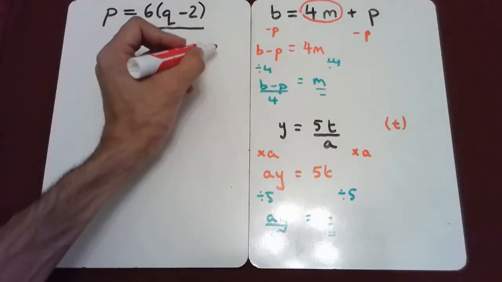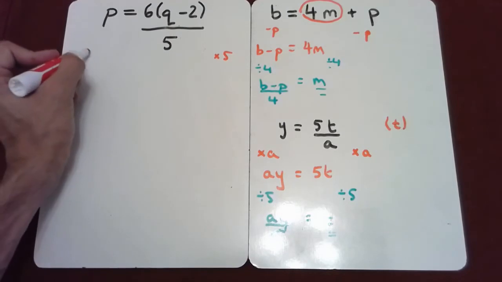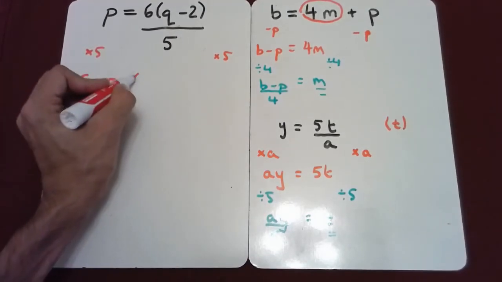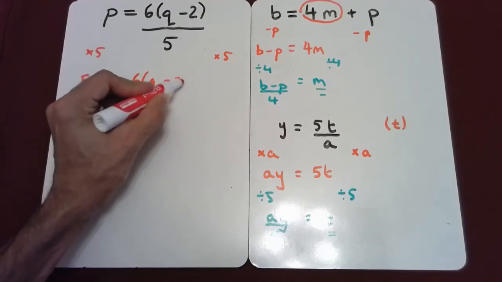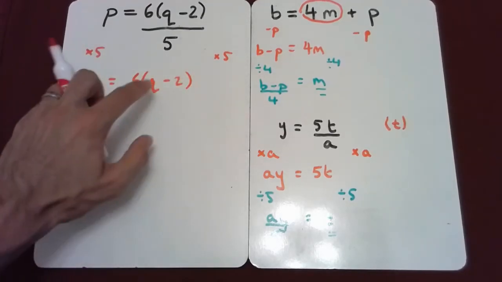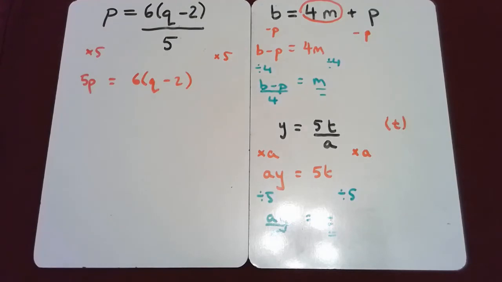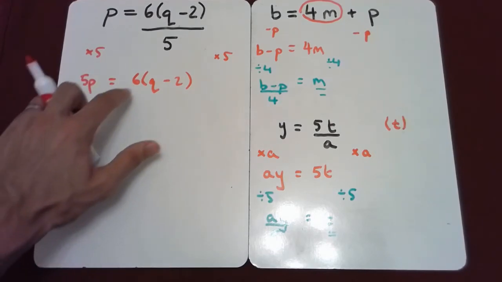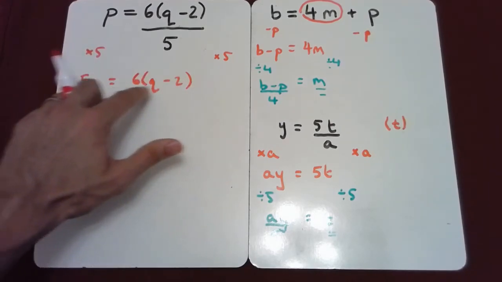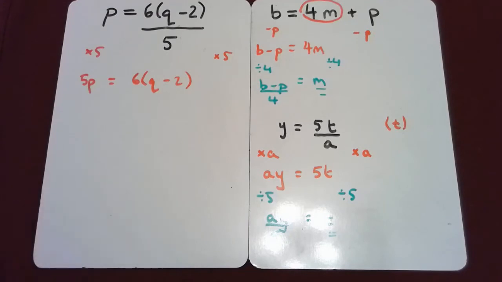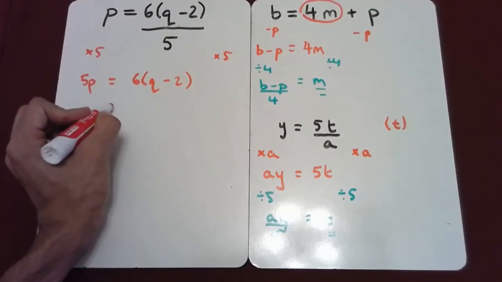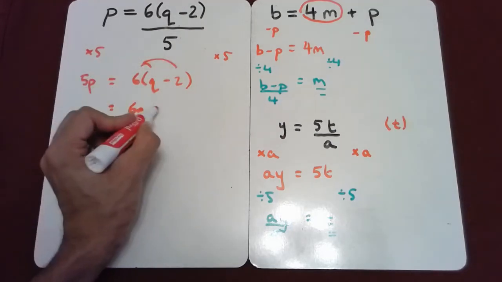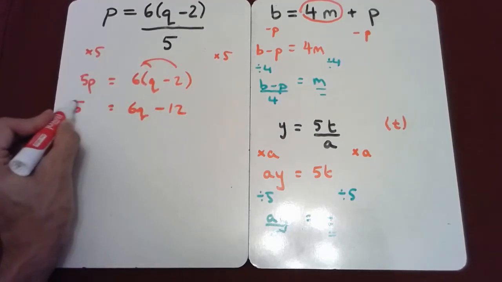So if I'm dividing by 5, I multiply both sides by 5, and that gives me 5P is equal to 6 brackets Q minus 2. Now for this question, I'm trying to make Q the subject. So I've got a set of brackets here. Now I could actually divide by 6 here because all of this is being multiplied by 6, or I can expand the brackets. I generally recommend expanding the brackets. So if you expand, you get 6Q minus 12 is equal to 5P.